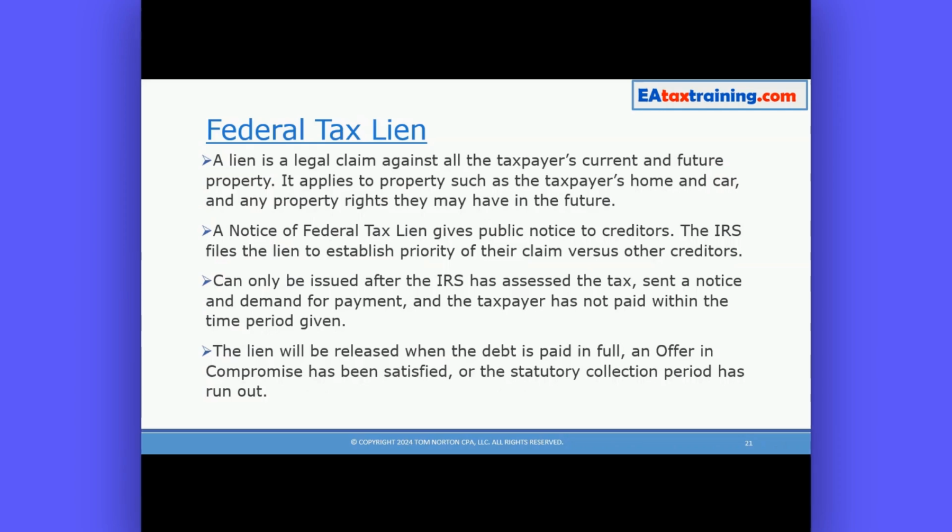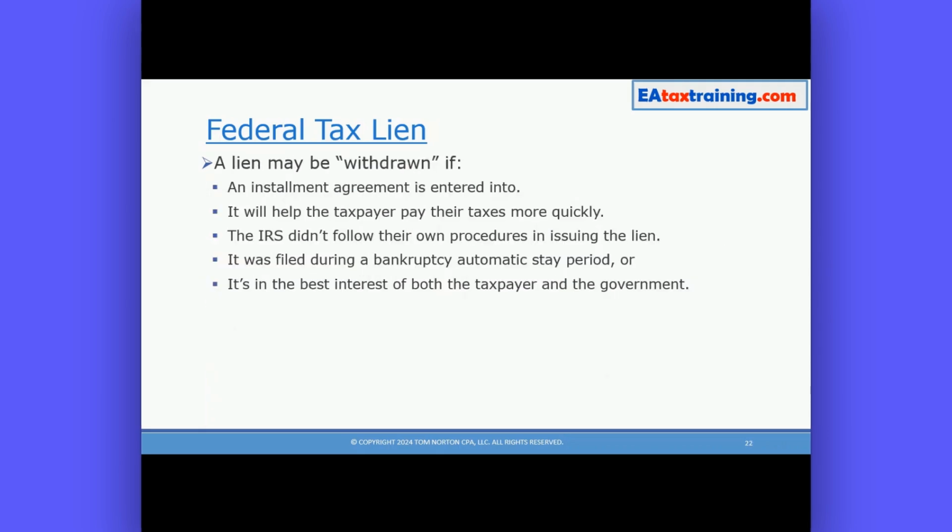The IRS can only issue the lien after they've assessed the tax, sent a notice and demand for payment, and the taxpayer has not paid within the given time period. Once the amount has been paid, the lien will be released. Or if an offer in compromise has been satisfied, it will be released. Or once the statutory collection period has run out. Remember, that's the 10 years they have in order to collect. So the lien will be released in any of those circumstances.